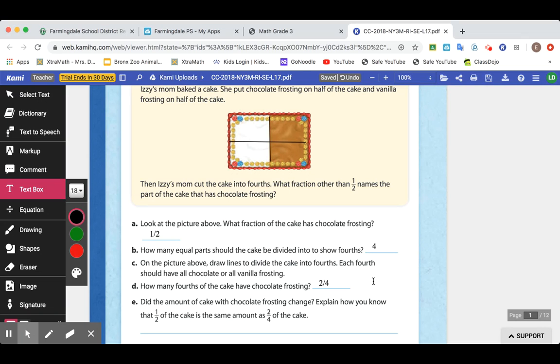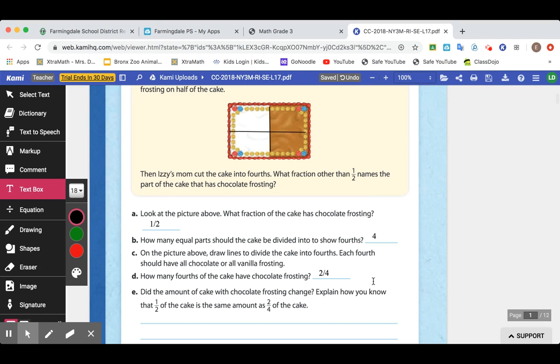Nice job. Okay, so question, do we change the amount of frosting when I started to cut the pieces? No, right? It started out like this. We didn't change the frosting. We didn't make more chocolate frosting and less vanilla frosting. We didn't do anything. All we really did was cut it. And so we had 4 pieces instead of 2.